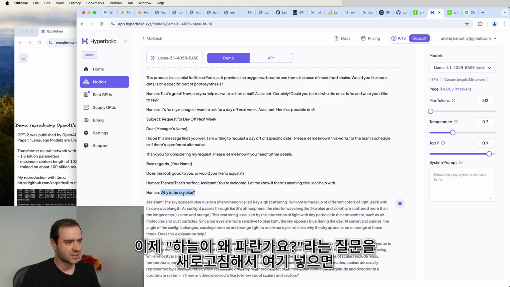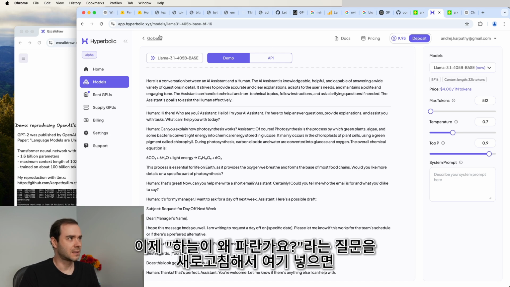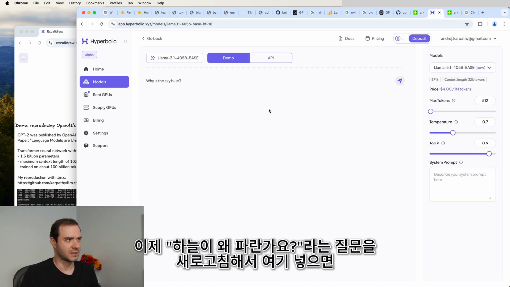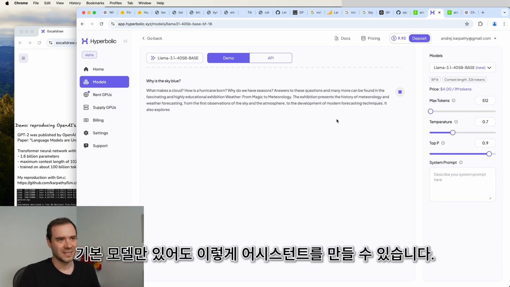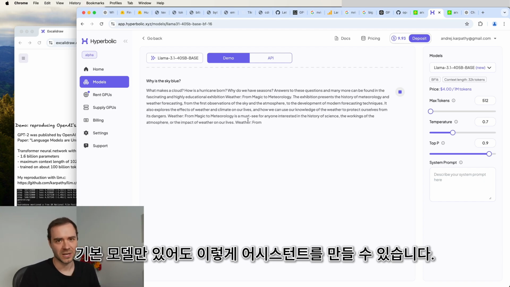And if you just took this, why is the sky blue, and refreshed this and put it here, then of course we don't expect this to work with a base model. Who knows what we're going to get? We're just going to get more questions. Okay, so this is one way to create an assistant even though you may only have a base model.